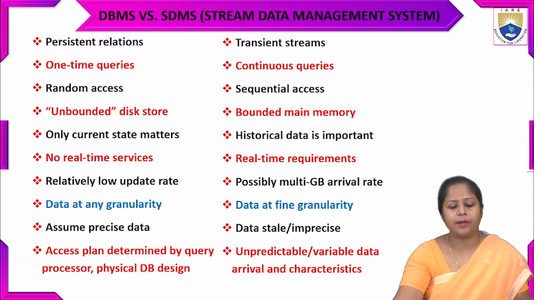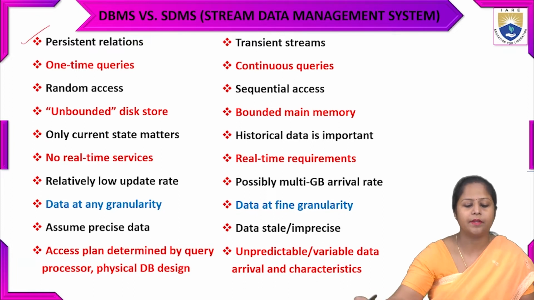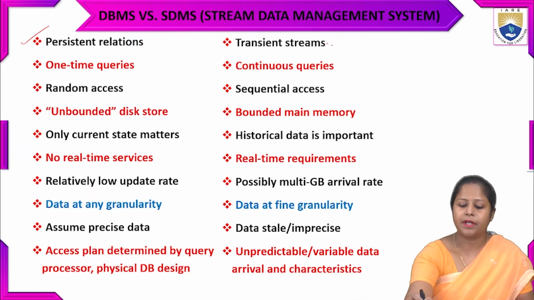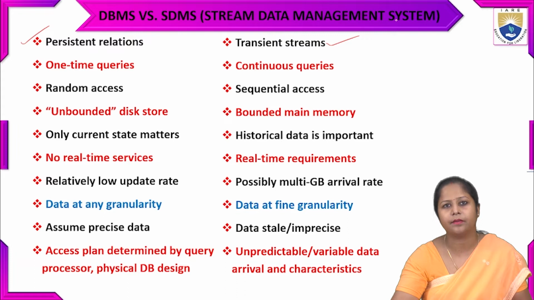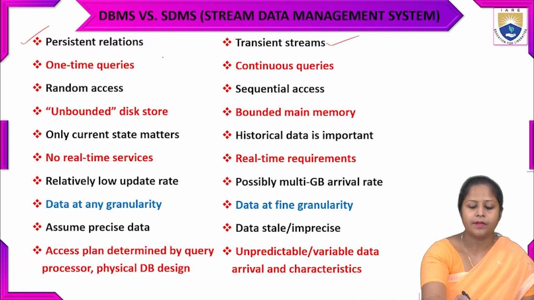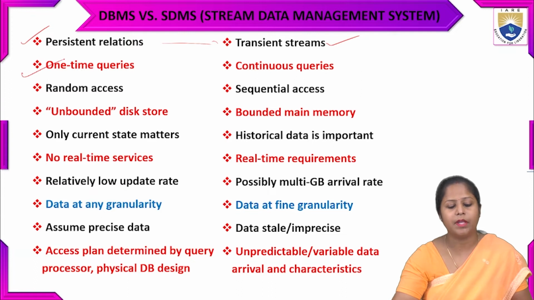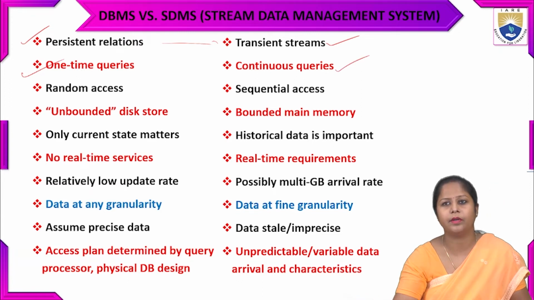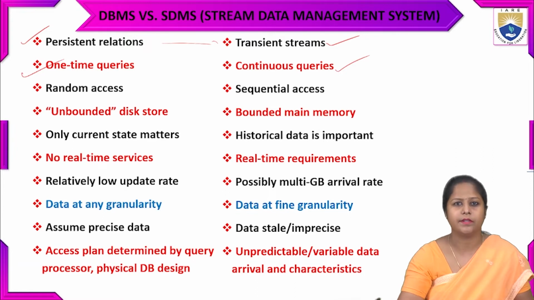So here we will take the example of a traditional database management system, and we are comparing it with the SDMS, that is Stream Data Management System. In the conventional database management system, persistent relations were there, but in the stream data management system, transient streams are there. So this is the difference between them. In the DBMS, one-time queries are solved at one time, but in the stream data management system, continuous queries are running, because the data is continuous in nature, updating in real time.